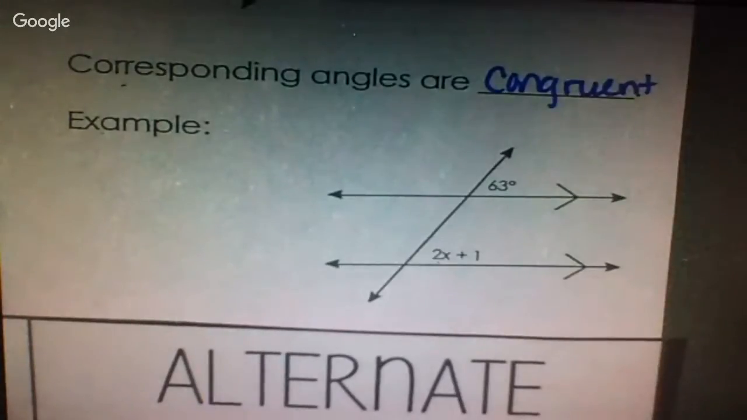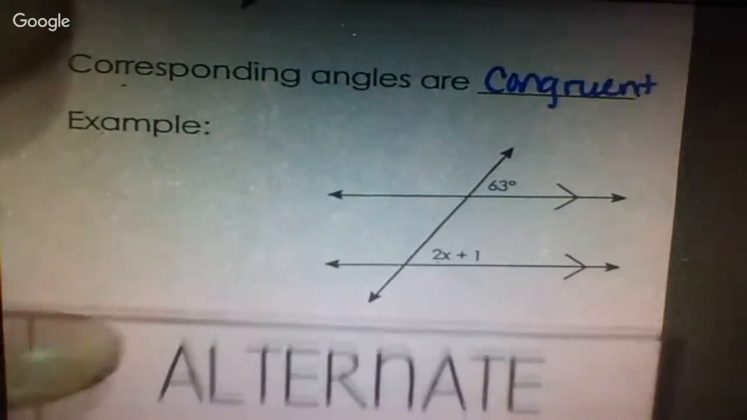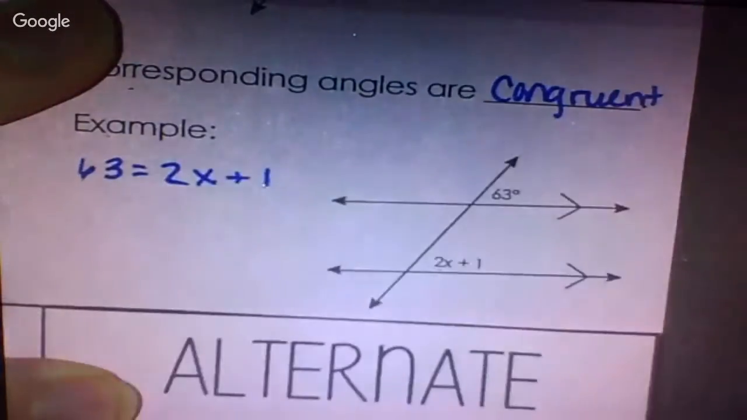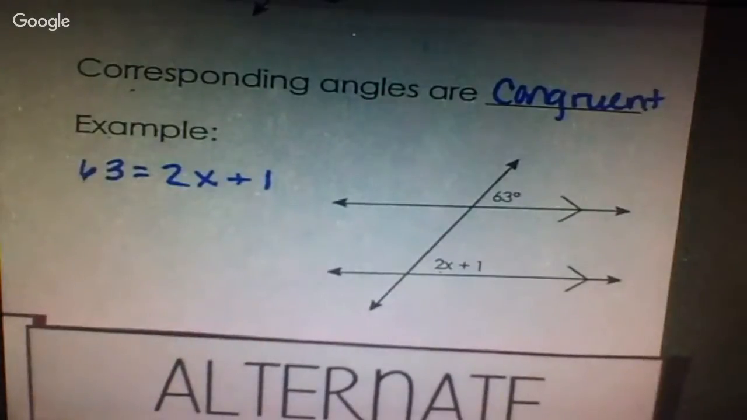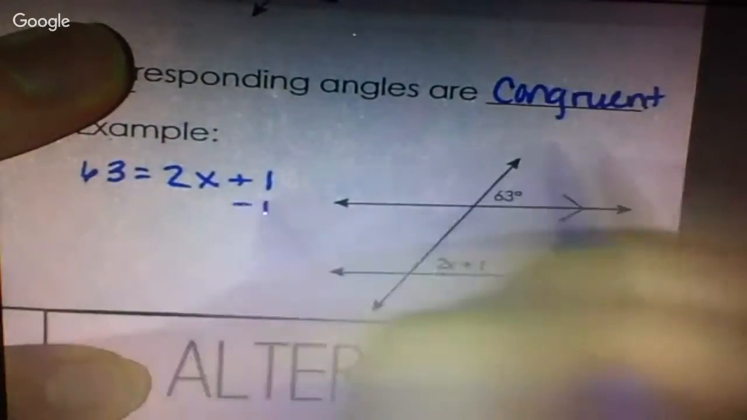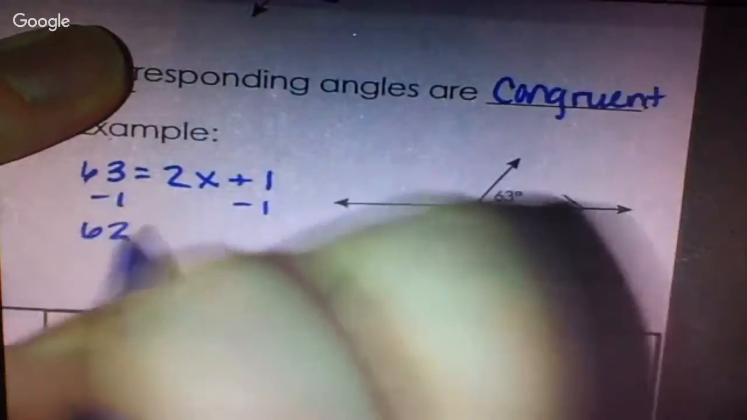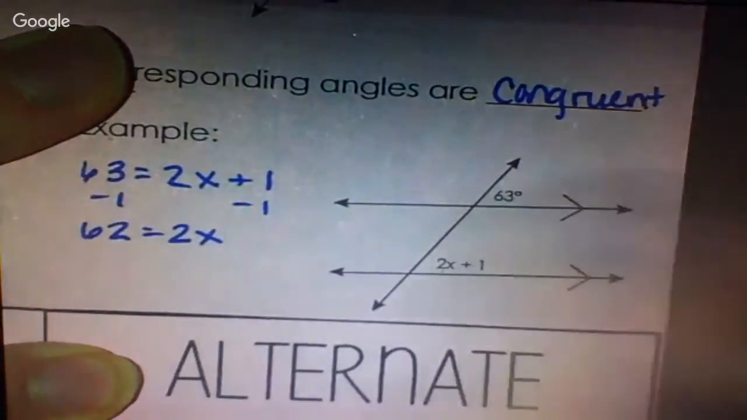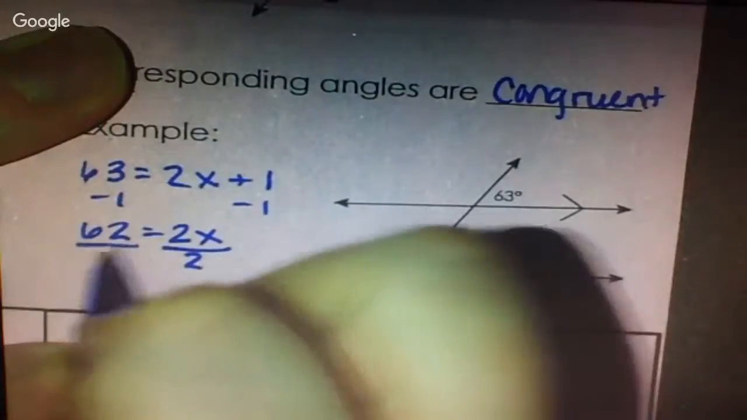Okay, so you need to be able to look at this picture and say, okay, these angles are corresponding. And then you need to know that if they're corresponding, they're congruent. So how would I set this up to solve for x? 63 equals 2x plus 1. Good. If you wanted to do 2x plus 1 equals 63, same thing. Doesn't matter. So my first step would be subtract that 1. So 62 equals 2x. x equals 31.